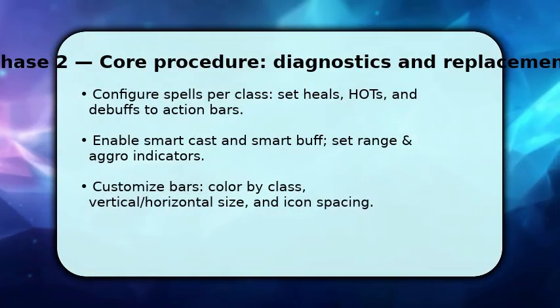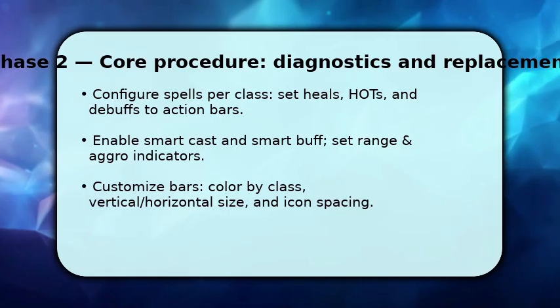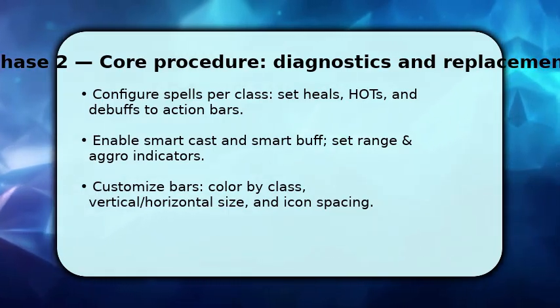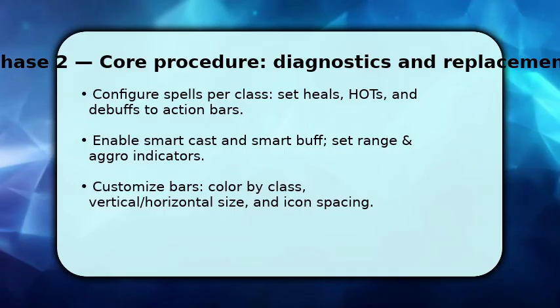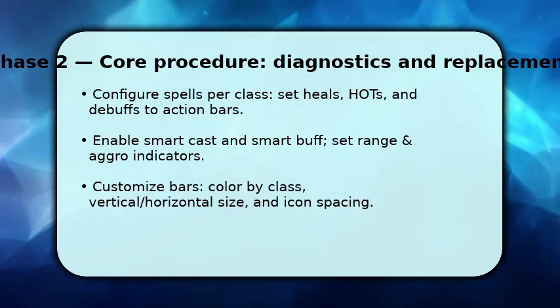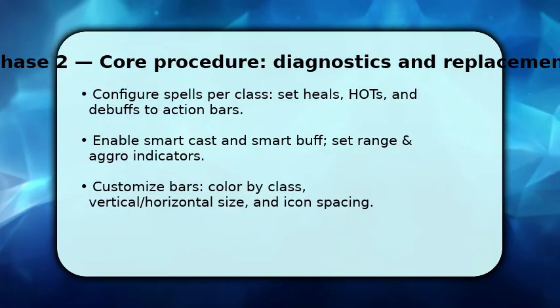Map spells to HealBot buttons, prioritizing quick heals and HoTs, because click binding saves seconds under pressure. Once spells are mapped, enable Smart Cast and Smart Buff to reduce miscasts and automate routine targets. Then fine-tune range and aggro indicators so out-of-range fades and threat flashes alert you immediately.